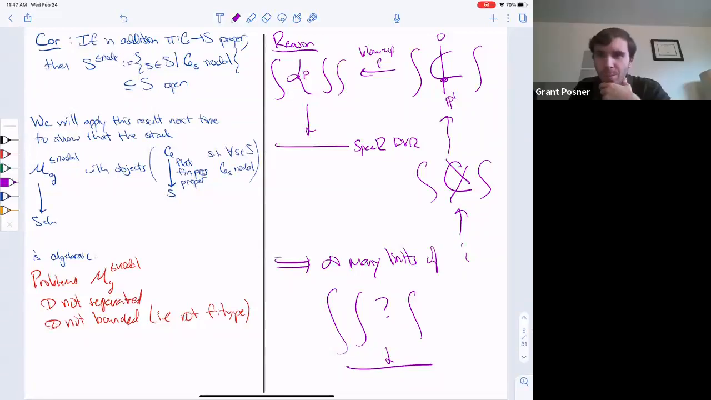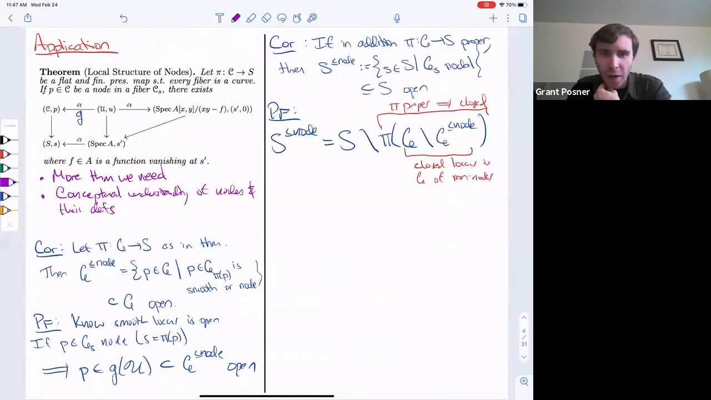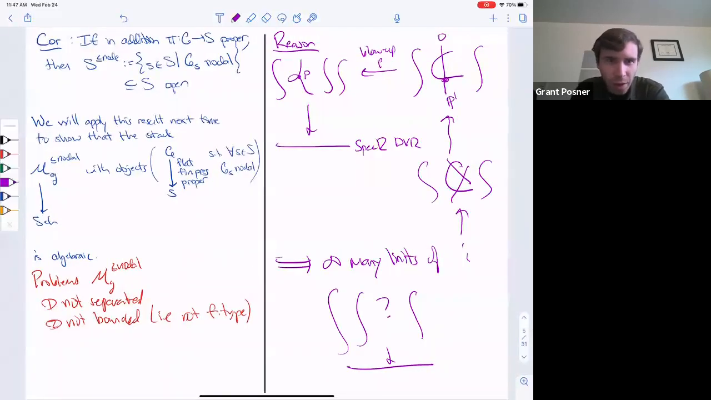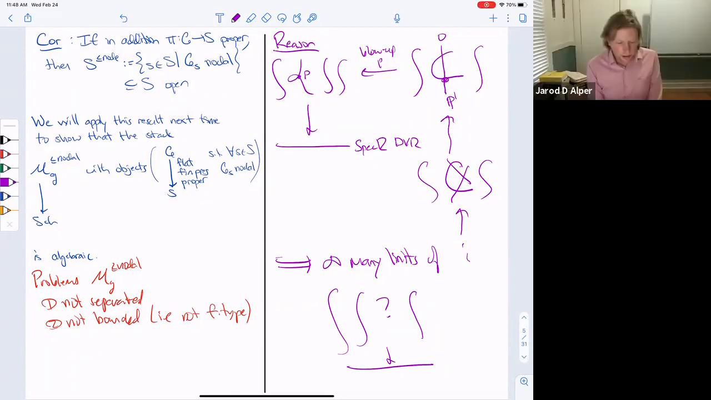On the previous slide, or I guess on this slide even, in the corollary, do you have a quick example where pi is not proper, and then we end up with the nodal locus in the base not being open? I should, but I don't. Yeah, let me get back to you maybe after, in the discussion section.